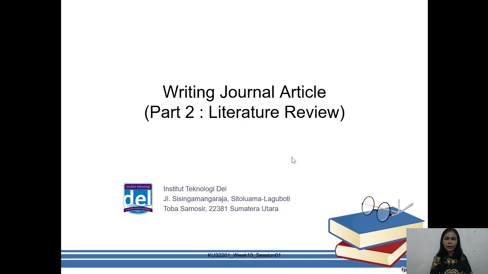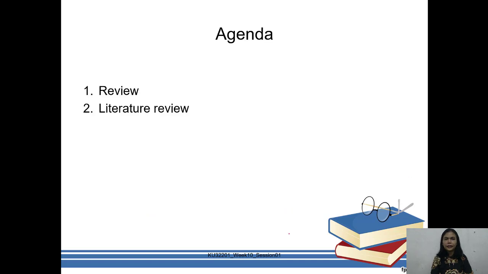Last week we focused on the writing of the introduction, and this week we'll be focusing on the writing of the literature review. So let's check the material for this week. As you can see here, the agenda is two. The first one is a quick review, and the second one is discussing the literature review, what it is, and how to write a literature review in a journal article.